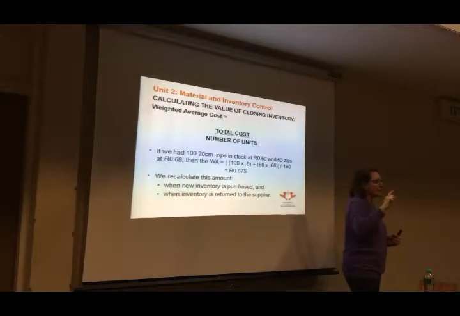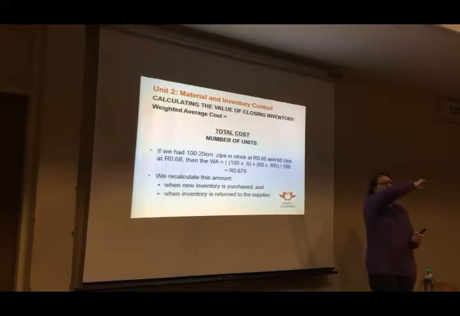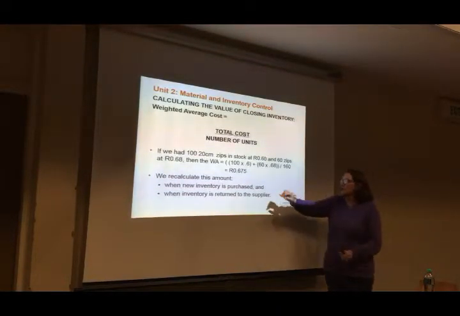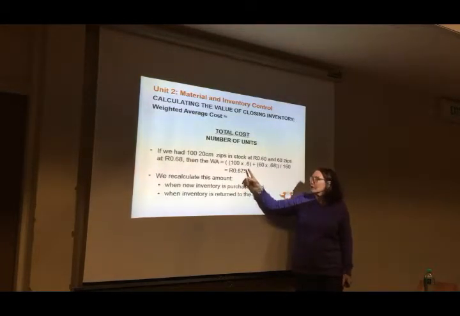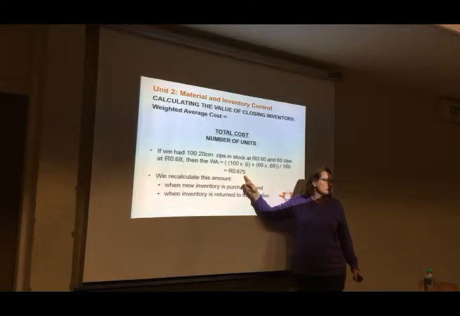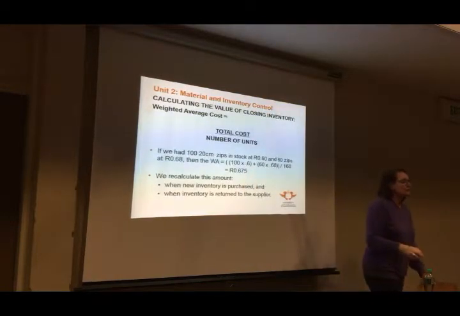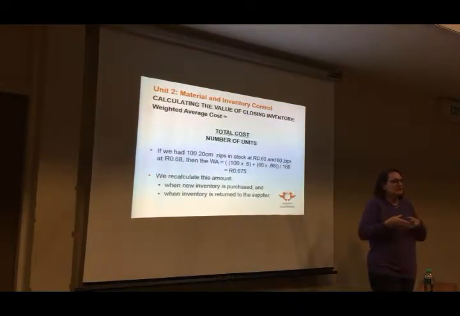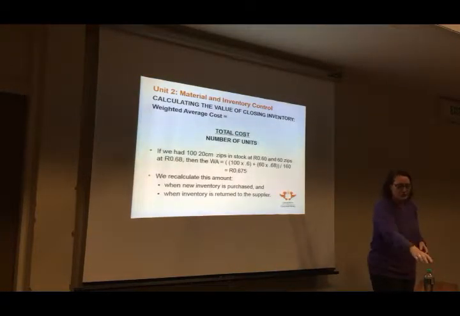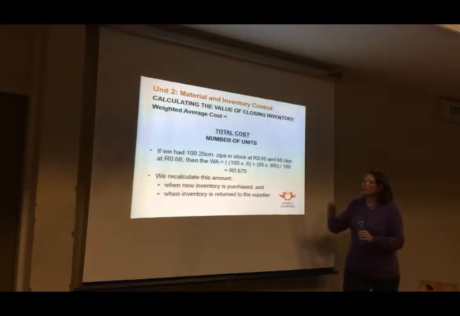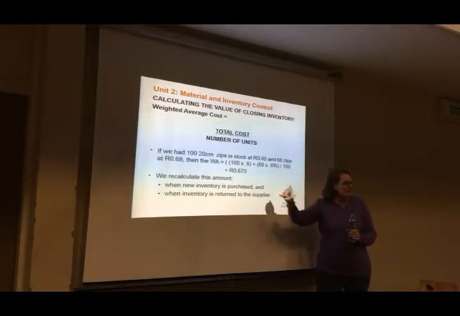0.675. We don't round up unless it's 20 different things, okay? So this is 67 and a half cents. So we would normally go to the third decimal place. Why? Because when we're issuing things like nuts and bolts and things, we can be issuing thousands of them at a time. So the third decimal place actually makes quite a difference in the end. So we go to three decimal places for the individual price, okay?